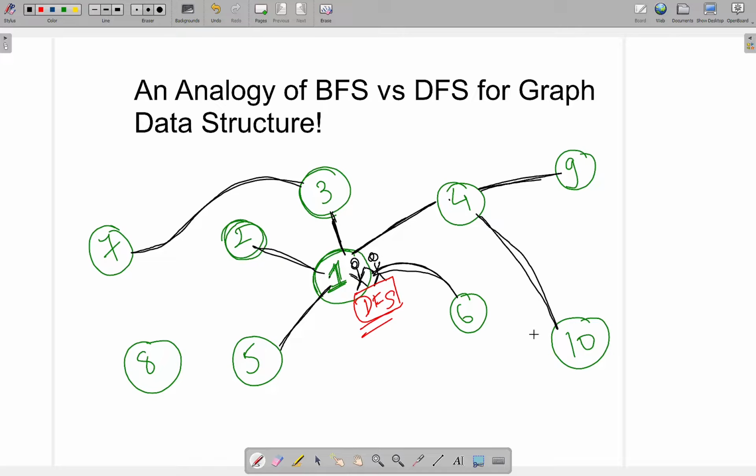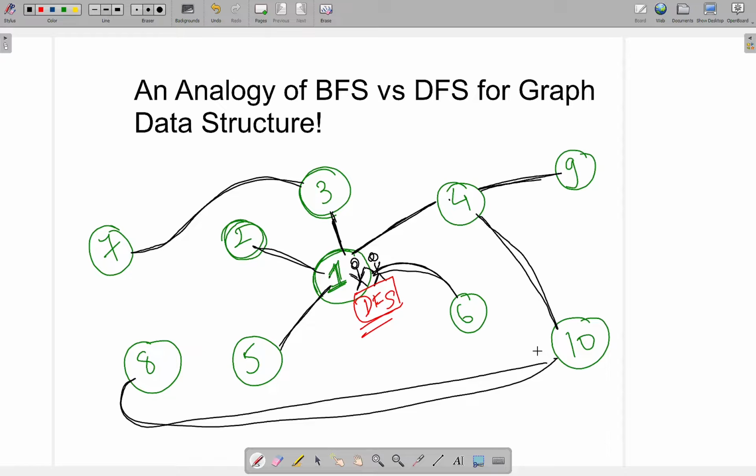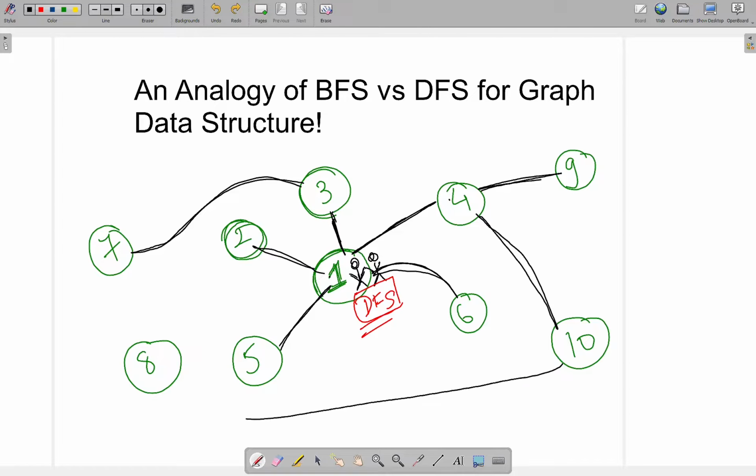And then let's have an edge between 10 and 8. And it might also be possible that a given city can be reached by some other city as well. So let's consider that 8 can be reached by 7 as well. Or what we can do is let's say that 8 can be reached by 5 also.